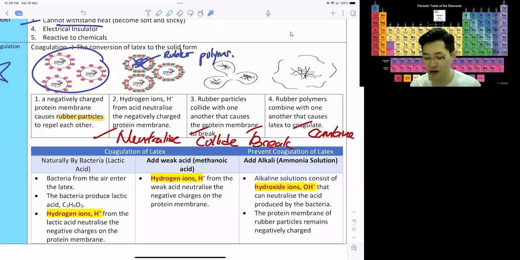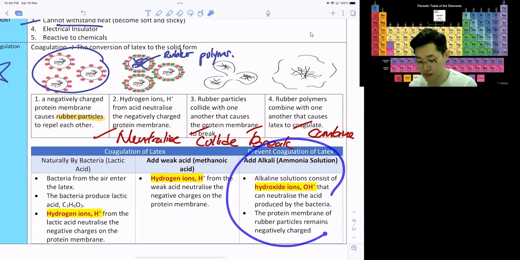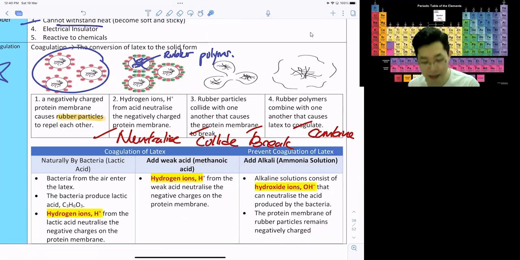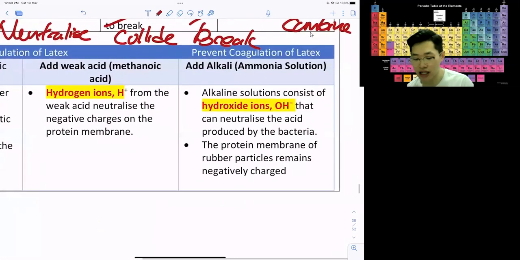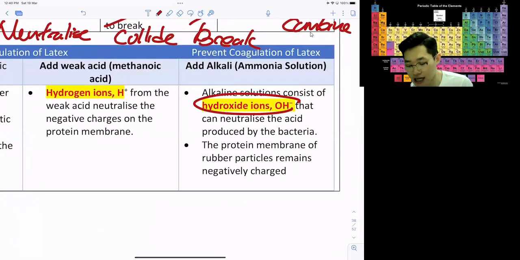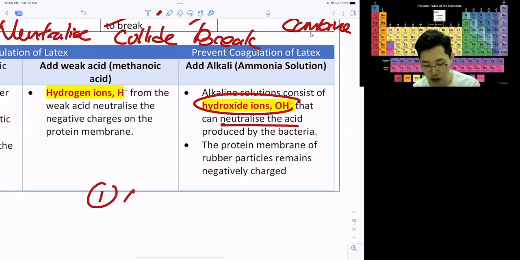For prevention of coagulation of latex, we use alkali solution. By the way, if we use an acid like ethanoic acid, then when we use alkaline, we use a weak alkaline like ammonia solution. The point is most likely the same. First, you have to mention neutralize as well. So the first point is neutralize.